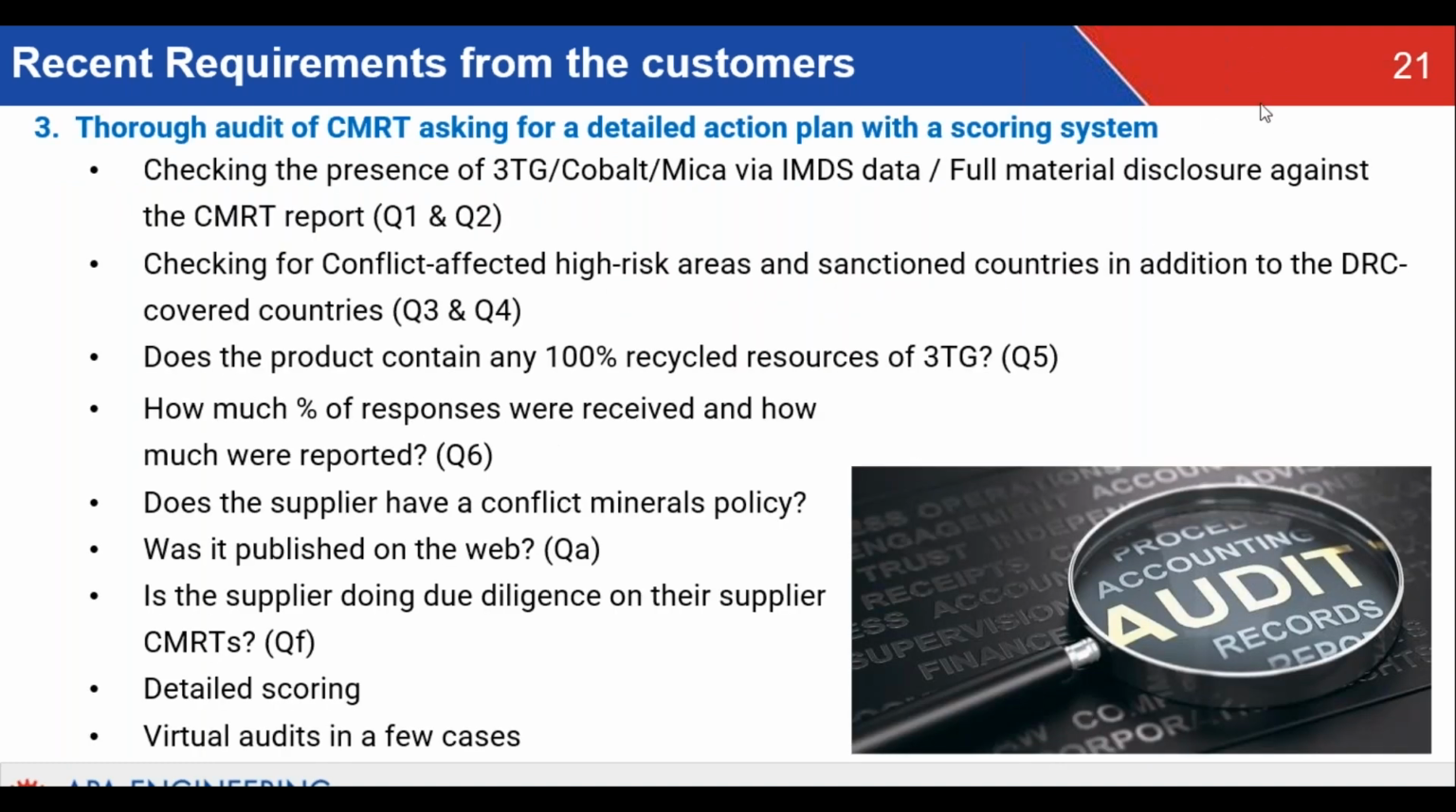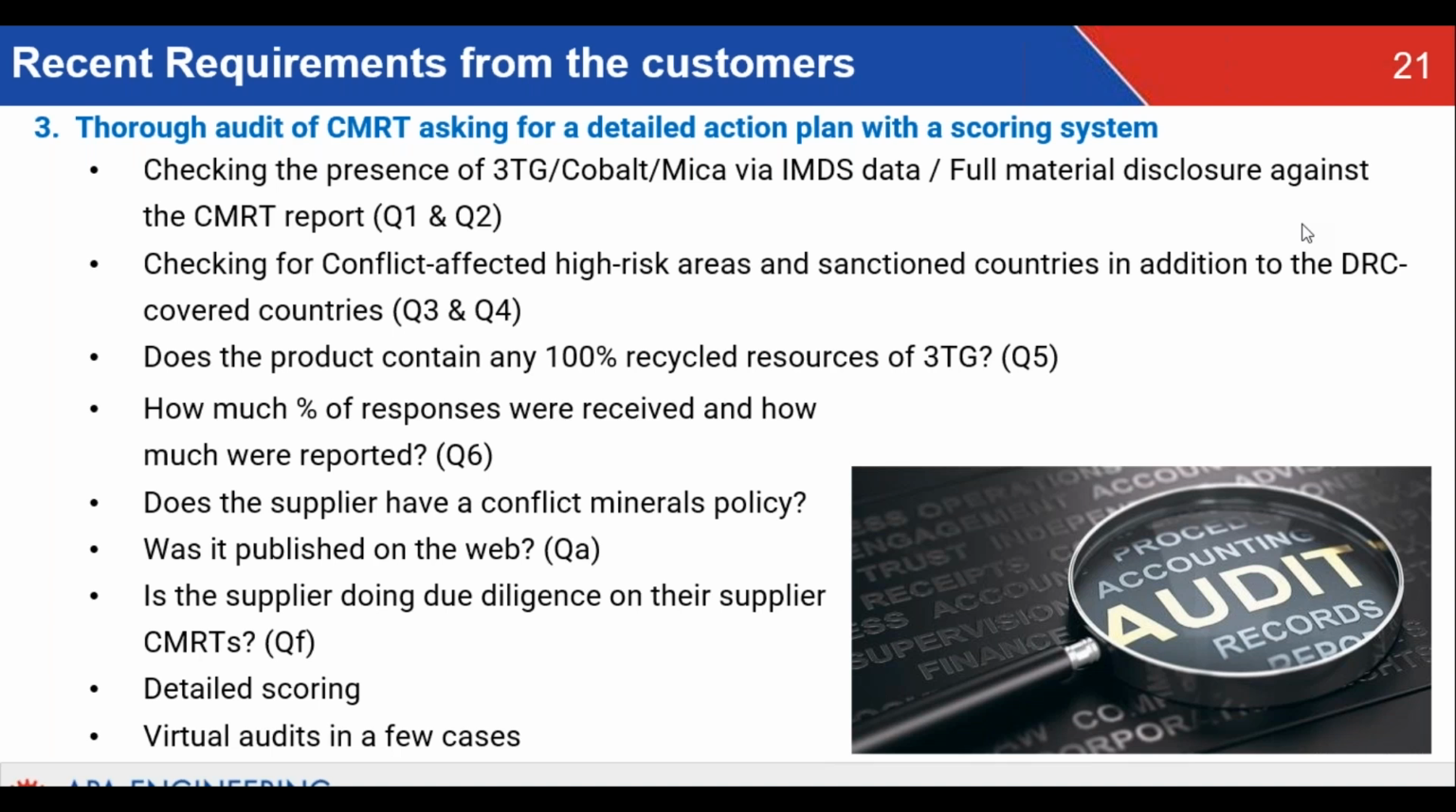The third one is that they want a thorough audit of the CMRT and a better scoring system. When it comes to conflict mineral reporting, it doesn't mean that we're just going to gather all the information from the suppliers and then have consolidated data without verification. This needs a full verification. We are required to check not only 3TG, as we saw, we also have extended minerals. We have cobalt and mica against IMDS data. IMDS data is going to be really helpful in case you are an automotive company. If not, then you will also have a full material disclosure.